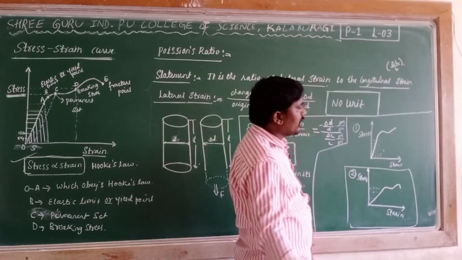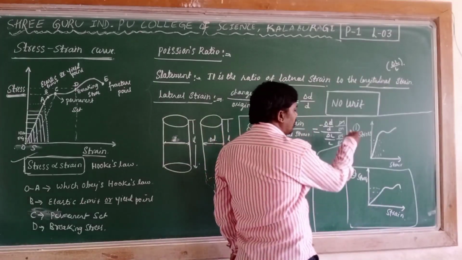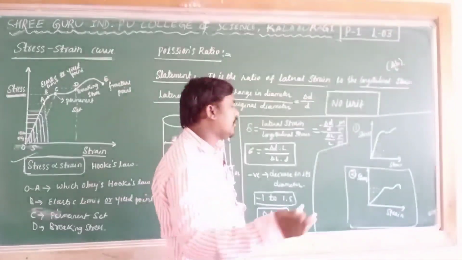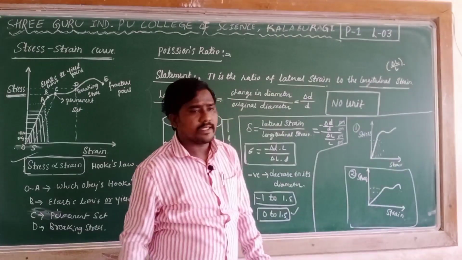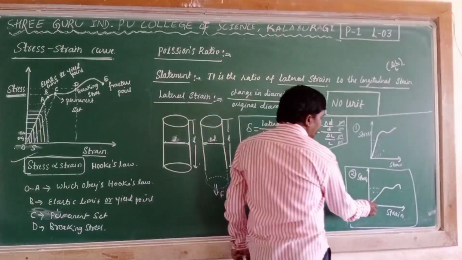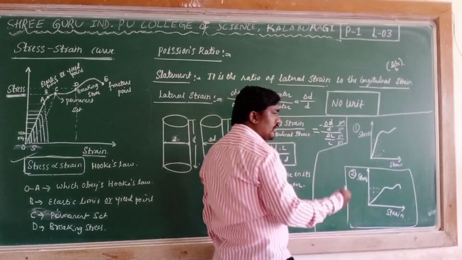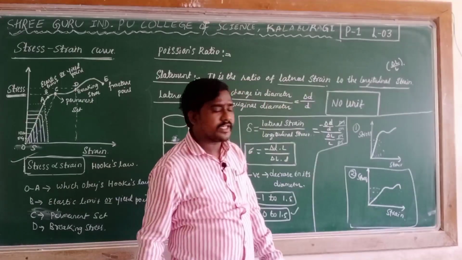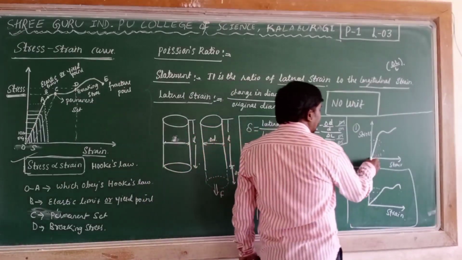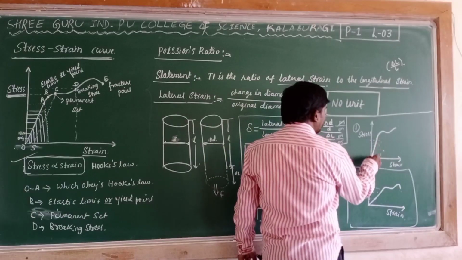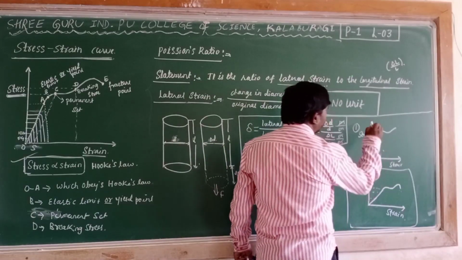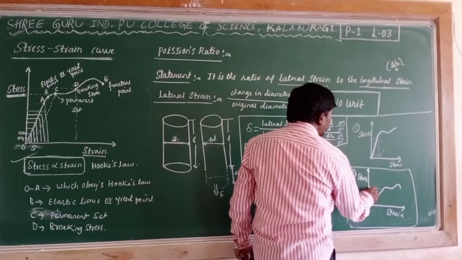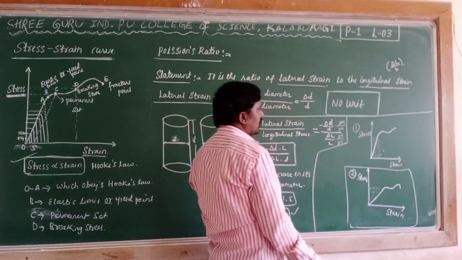Or sometimes they may ask which of the following is steel property and which is rubber property. Rubber, if we apply stress, definitely it is going to strain immediately, and it is not going to come back to its original state. But steel is going to come back to its original state after removal of stress. This obeys Hooke's law, and the other does not obey Hooke's law.